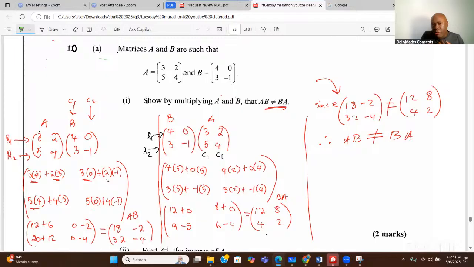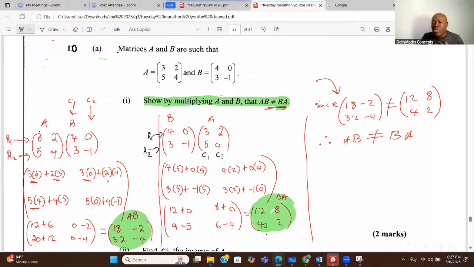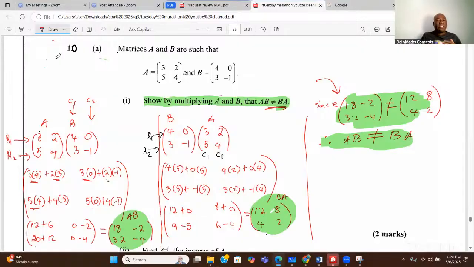All right. Remember, the question is what I'm responding to. The question says that you need to show by multiplying that they're not equal. So we did our multiplication. We got one here. We got the other one here. So it's only natural for me to draw a conclusion that since I notice when I look that they're not equal, I can conclude that it's not equal. Remember that the question is what you're focusing on. All right, very good.